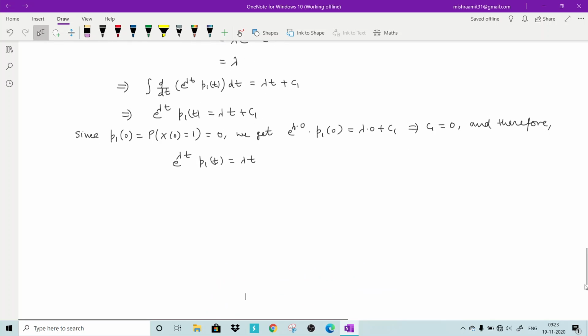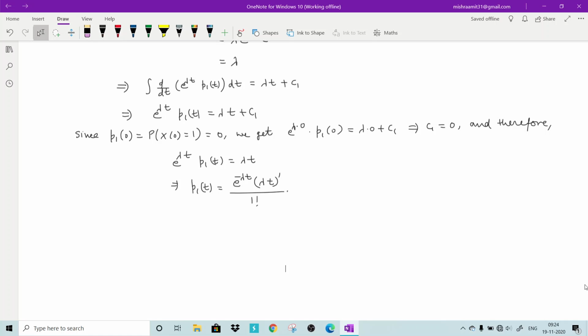And what will it give us? It will give us that p1(t) is equal to e to the power minus lambda t, to the power 1, divided by factorial 1. So you can see that we have to prove that pn(t) is equal to e to the power minus lambda t, to the power n, divided by factorial n. So that means our statement is true for n equals 1.